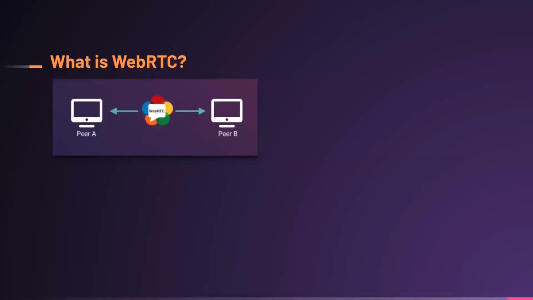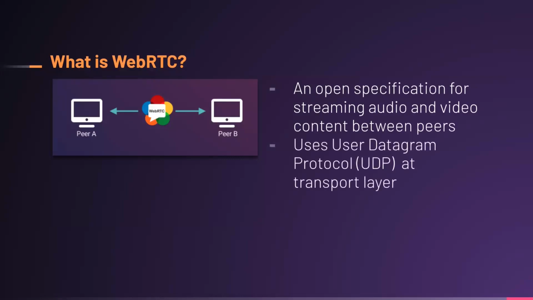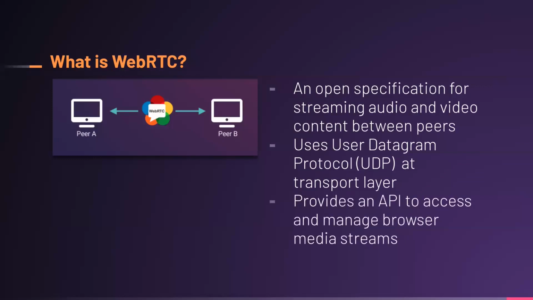So what is WebRTC? It's an open specification for streaming media, audio, and video between peers. It uses User Datagram Protocol, UDP, at the transport layer. UDP is a connectionless protocol that prioritizes speed of data transfer over assurances of reliability provided by its alternative, Transmission Control Protocol. UDP enables WebRTC to deliver minimum latency. WebRTC also provides an API to access and manage browser media streams.